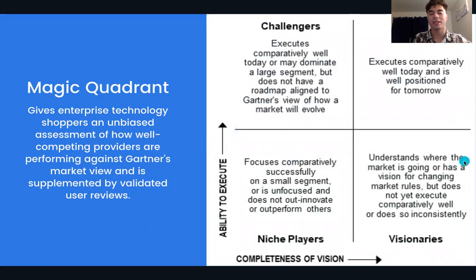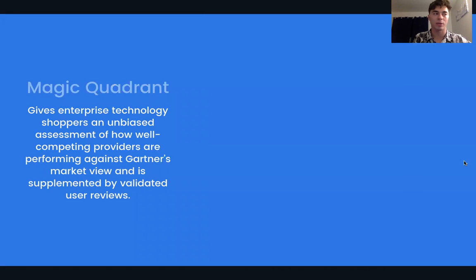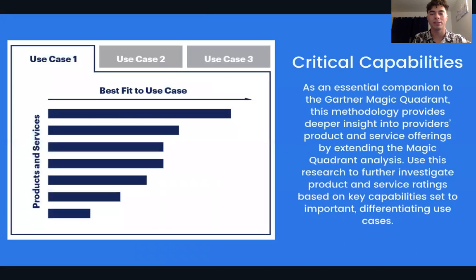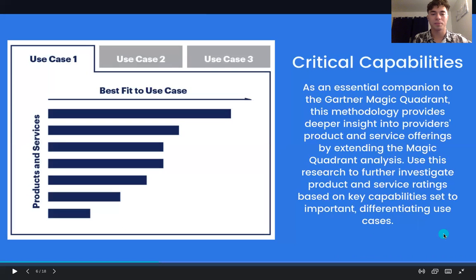And this actually goes hand in hand with our next slide, which is the critical capabilities. And so what the critical capabilities is used for by customers is it's paired with the magic quadrant in order to gain a better view and to compare product and service offerings. So by being able to do this better, they're really able to gain a holistic view of the offerings that are provided to them and make an informed decision.